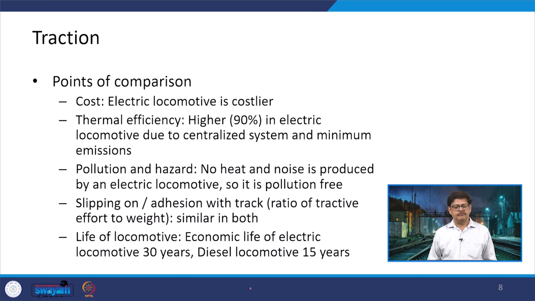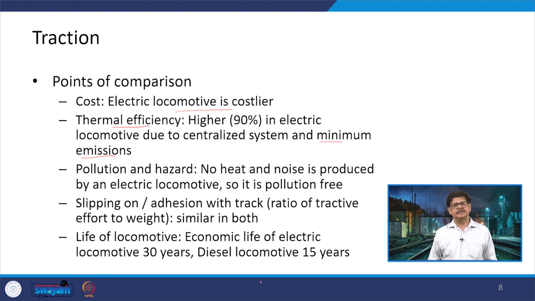Then continuing with the points of comparison, the cost is another point. The cost of the locomotive: the electric locomotive is observed to be costlier as compared to the diesel locomotive. The thermal efficiency in the case of the electric locomotive is very high, around 90%, and this is because of the centralized system and because of the minimum emissions. The emissions are also less in the case of the diesel locomotive too, but the thermal efficiency of the diesel locomotive as compared to the electric locomotive is quite low.